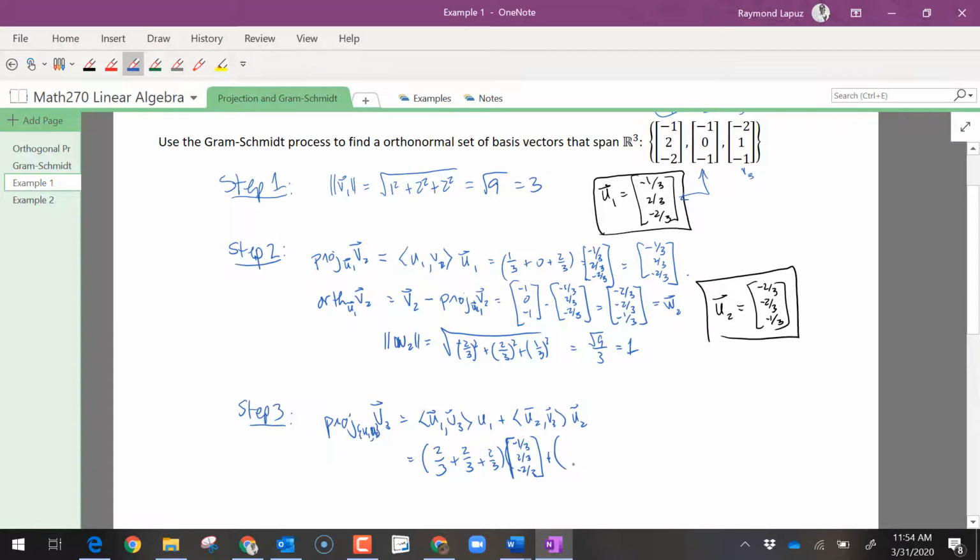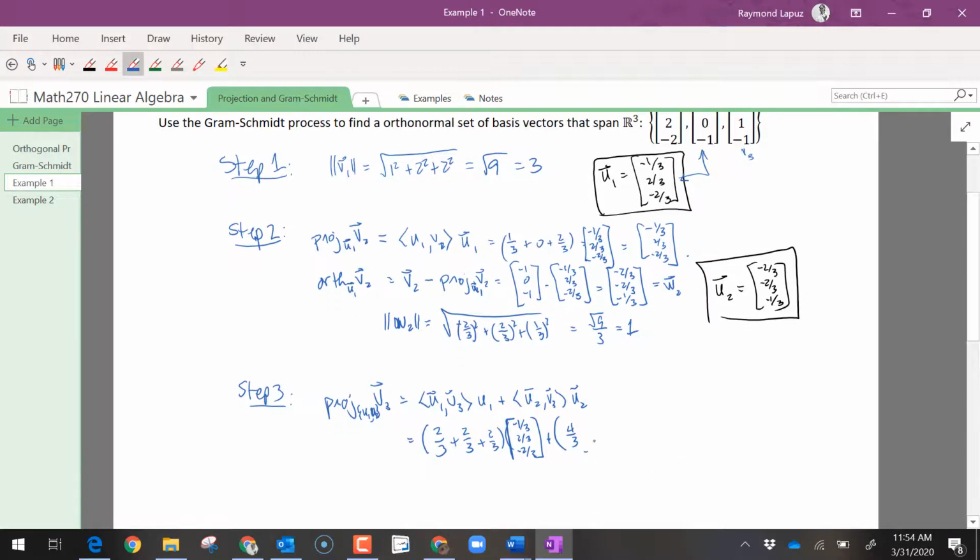And now we'll do the same with u2 and v3. So that's negative, negative, positive. 2 times 2 is 4, so that's 4/3 positive minus 2/3. And negative 1 times negative 1 is positive 1 plus 1/3. And then we're going to multiply that with u2, which is negative 2/3, negative 2/3, negative 1/3.